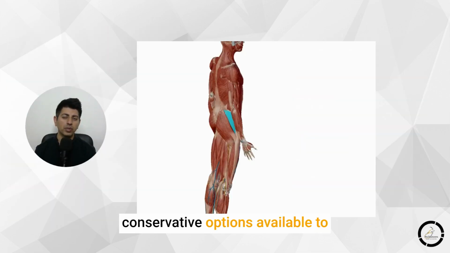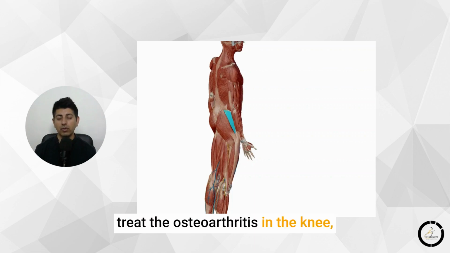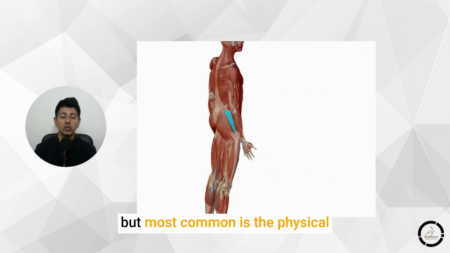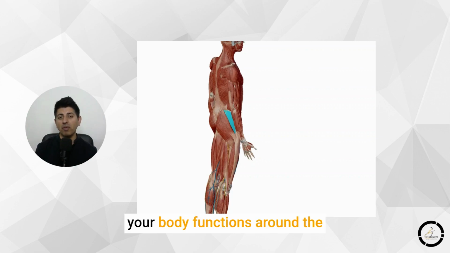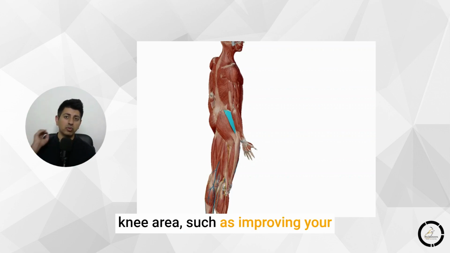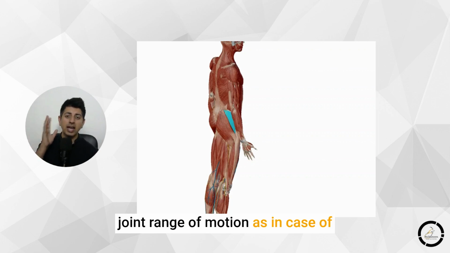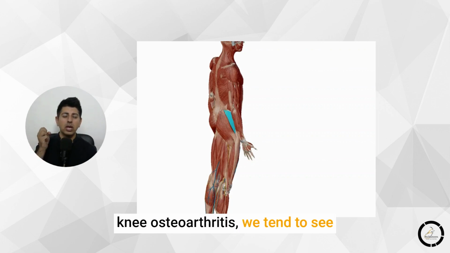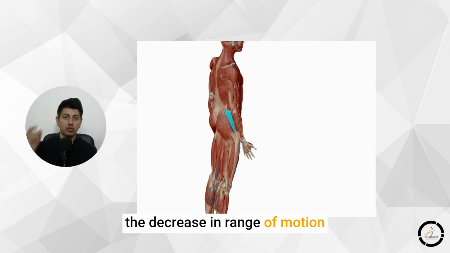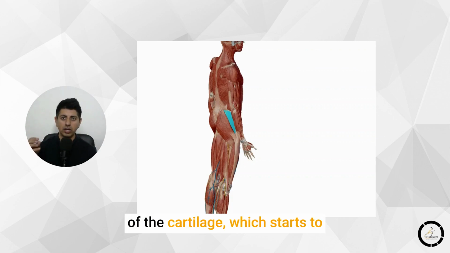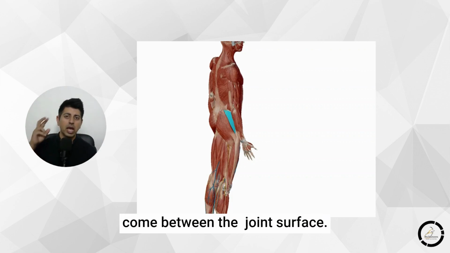There are a number of conservative options available to treat osteoarthritis in the knee, but the most common is physical therapy, which involves improving your body functions around the knee area, such as improving your joint range of motion. In the case of knee osteoarthritis, we tend to see a decrease in range of motion because of those broken parts of the cartilage which start to come between the joint surfaces.